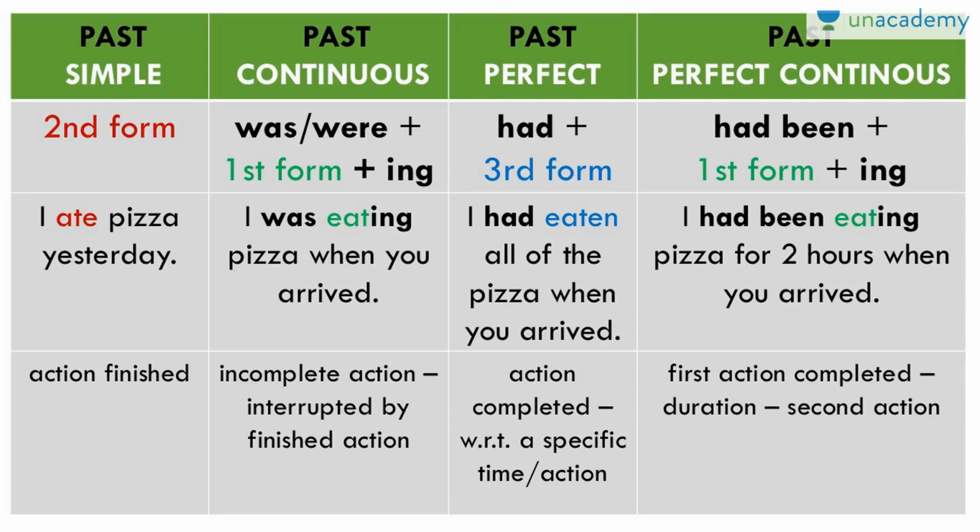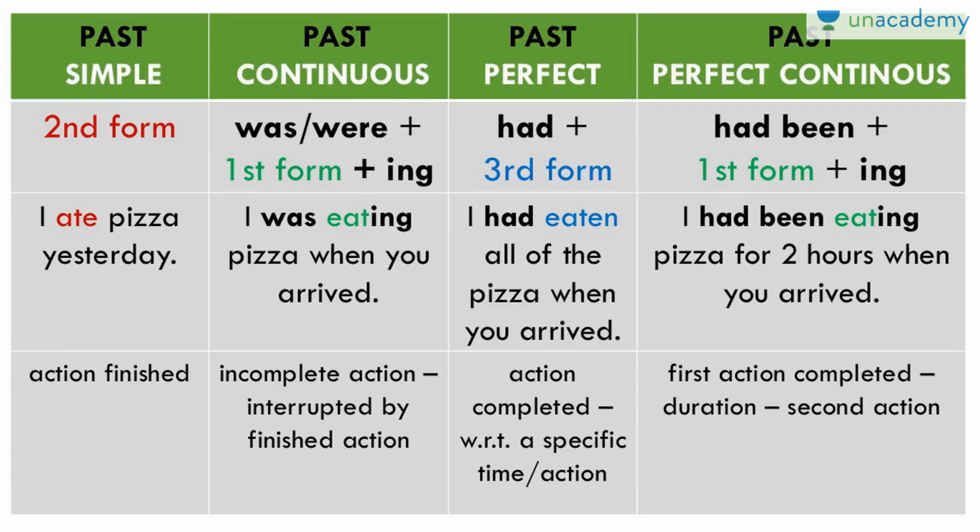Now, if you're talking about an action which was incomplete in the past and was interrupted by another action, then you'll be talking about the past continuous tense. For example, I was eating pizza when you arrived. So I was still eating. I had not completely finished that pizza. I was still eating pizza when you arrived. So when you want to tell somebody about an incomplete action which was interrupted in the past by another action, you'll use this format of the past continuous tense. You'll use was or were and add the verb, and at the end you'll use ing to show that the action was still happening.